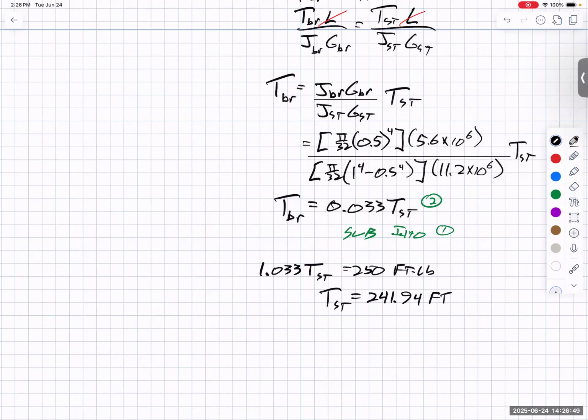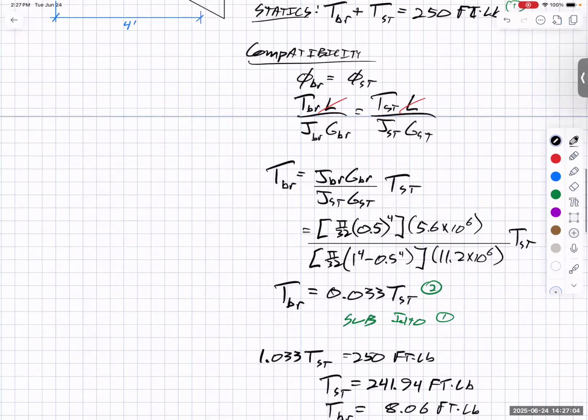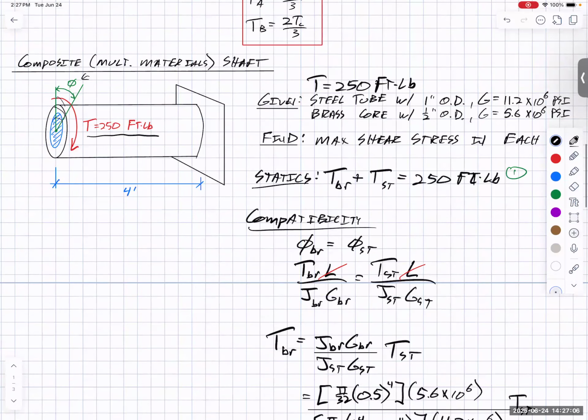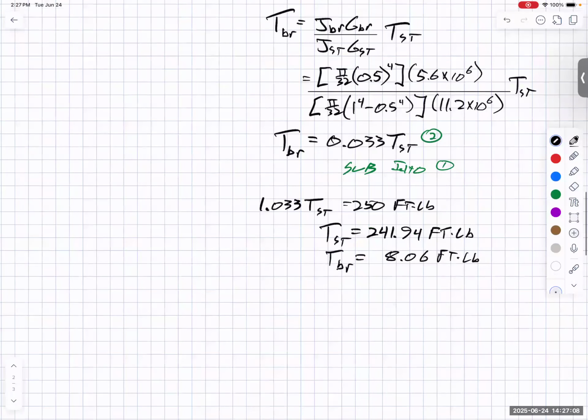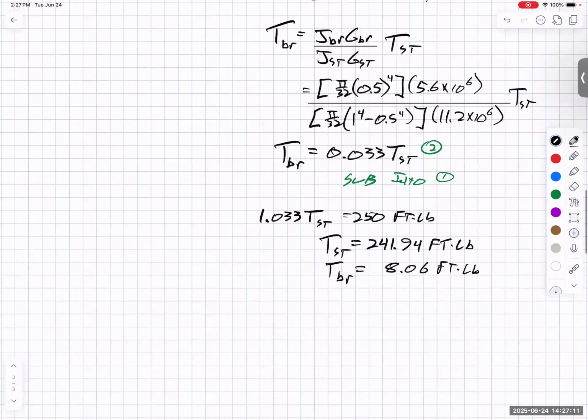241.94 foot-pounds. And then from that, I can plug that back into equation number 2 to get the brass is only 8.06 foot-pounds. And those sure as heck better add up to 250, and it looks like they do. But that wasn't the question. What is the question? We're going to find the max shear stress in each. So there is one last little bit, which is what can you tell me about the stresses, right? Because we just found the torque.